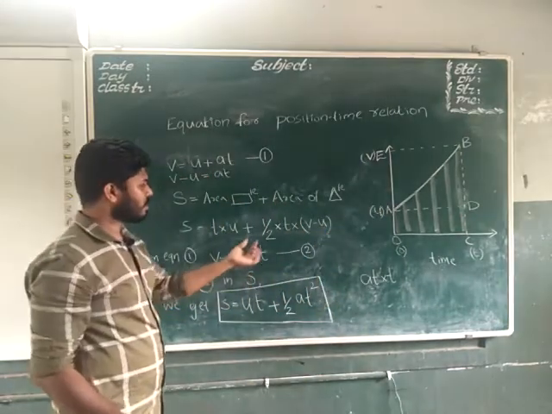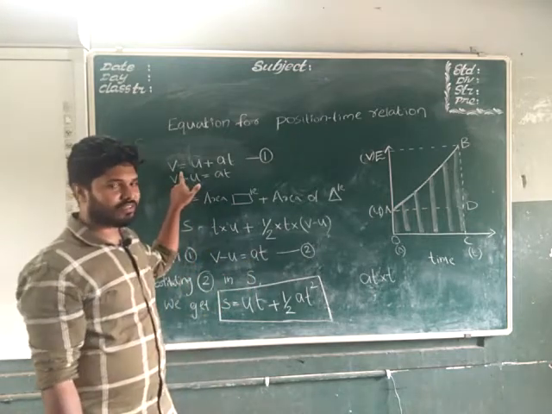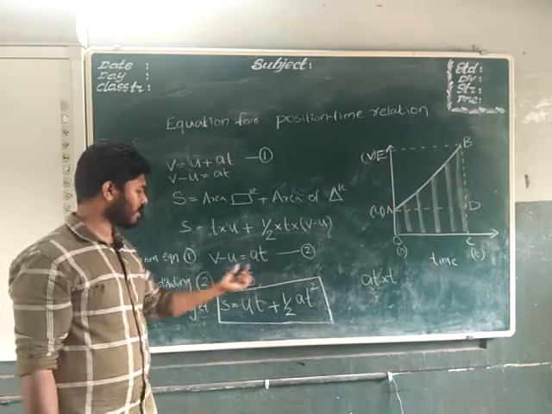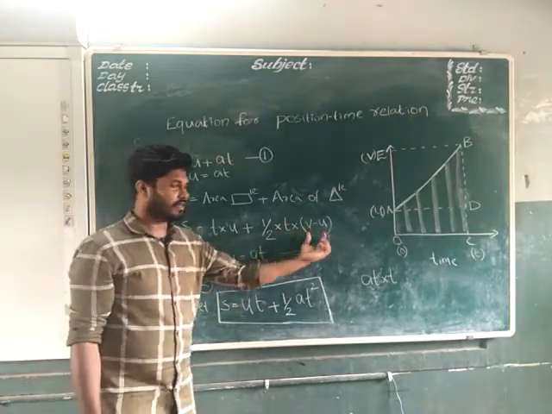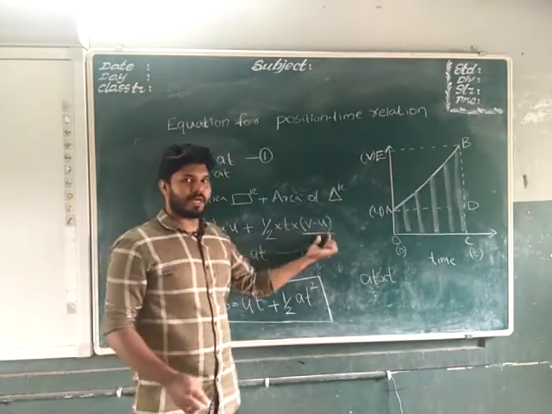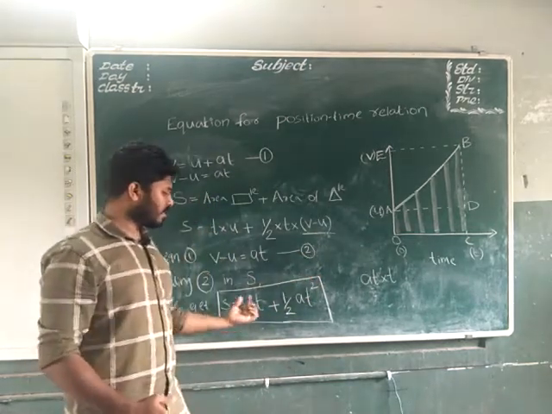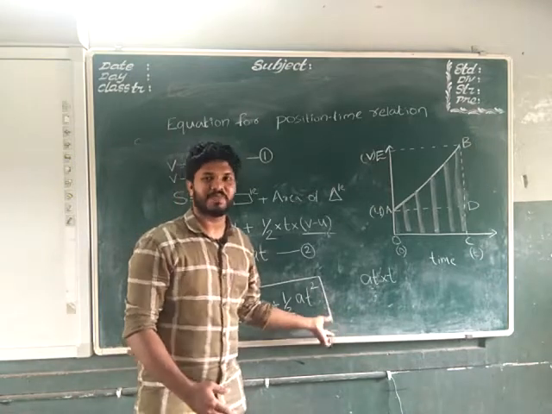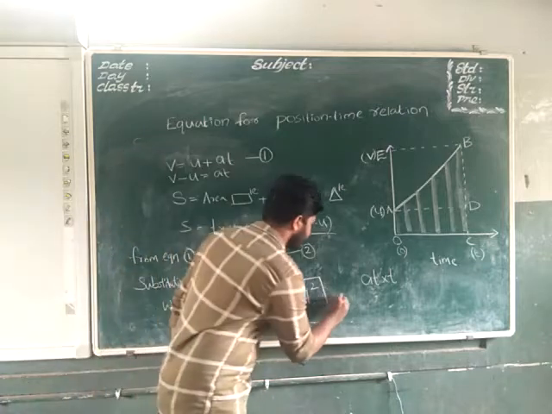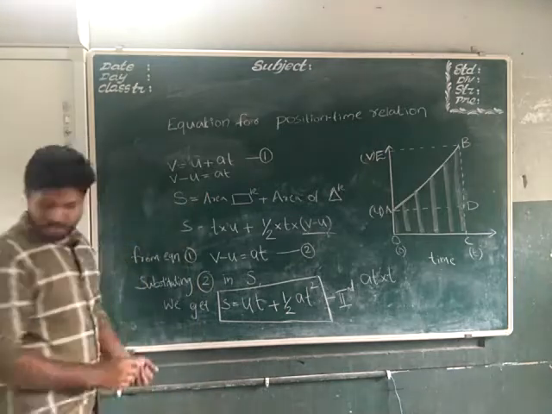So we wrote it as half t into v minus u, and now from the first equation we know v minus u equal to at. So we introduce that at here, instead of v minus u we gave at. So what happens? t into at means a into t square. So it becomes s equal to ut plus half at square, which is the required second equation of motion.